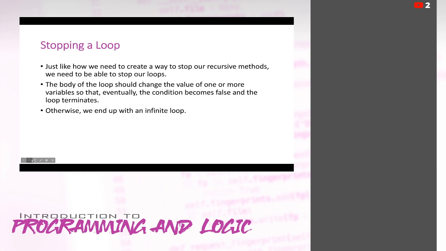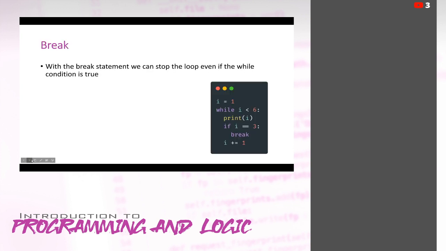Speaking of stopping a loop, just like how we need to create a way to stop our recursive methods, we need to be able to stop our loops. The body of the loop should change the value of one or more variables so that eventually the condition becomes false and the loop terminates. Otherwise, we end up with an infinite loop. The infinite loop being just like we talked about for recursion, so we won't spend a whole lot of time here.